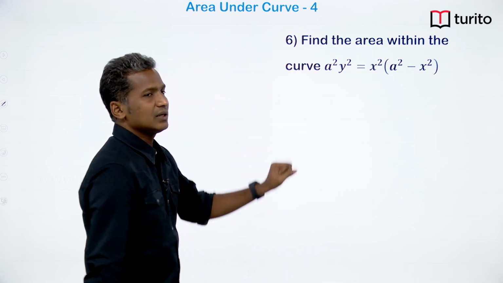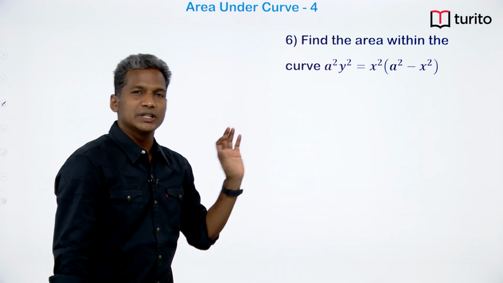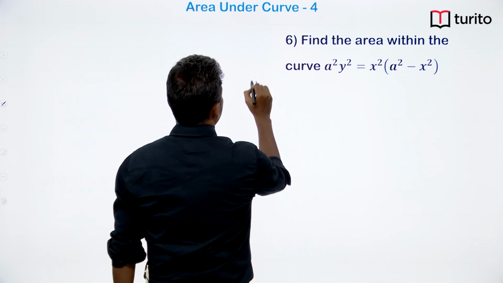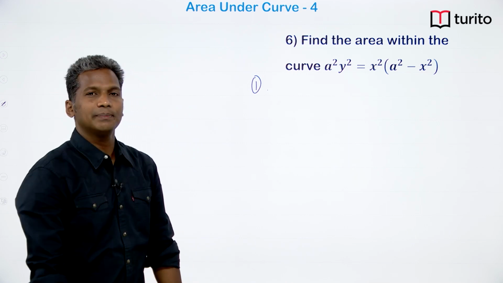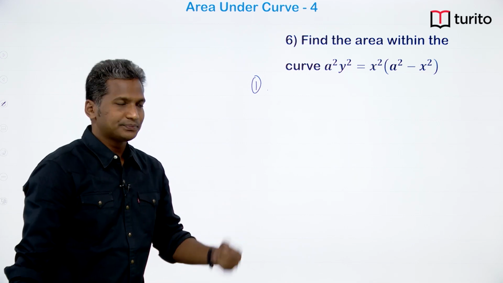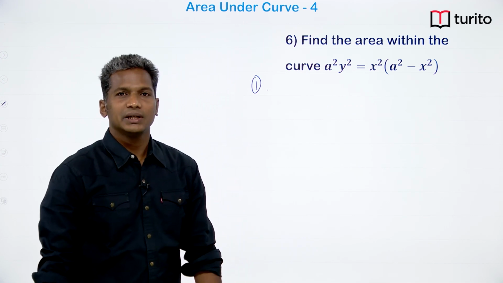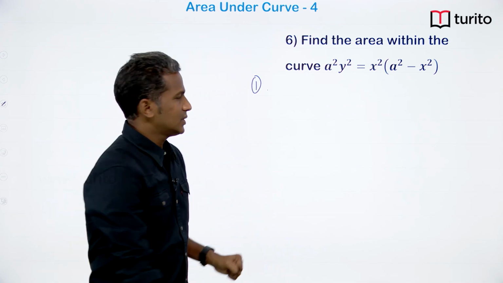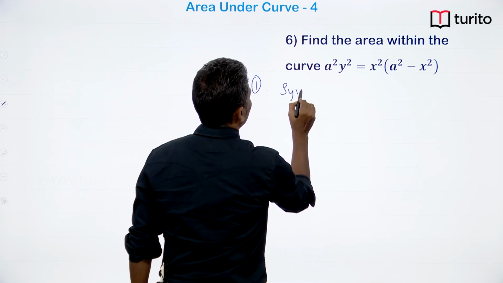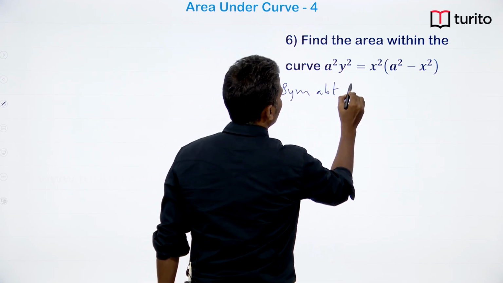So, now let us check all our checkpoints here. First, what is our first step? Check the symmetry. Now, if I put minus x in place of x, the equation remains the same. So, the graph is symmetric about the y axis.